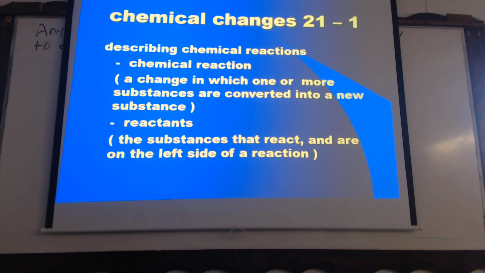Talking about chemical reactions. Describing chemical reactions. A change in which one or more substances are converted into a new substance. And then reactants. The substances that react and are on the left side of a reaction. That's like your starting material.